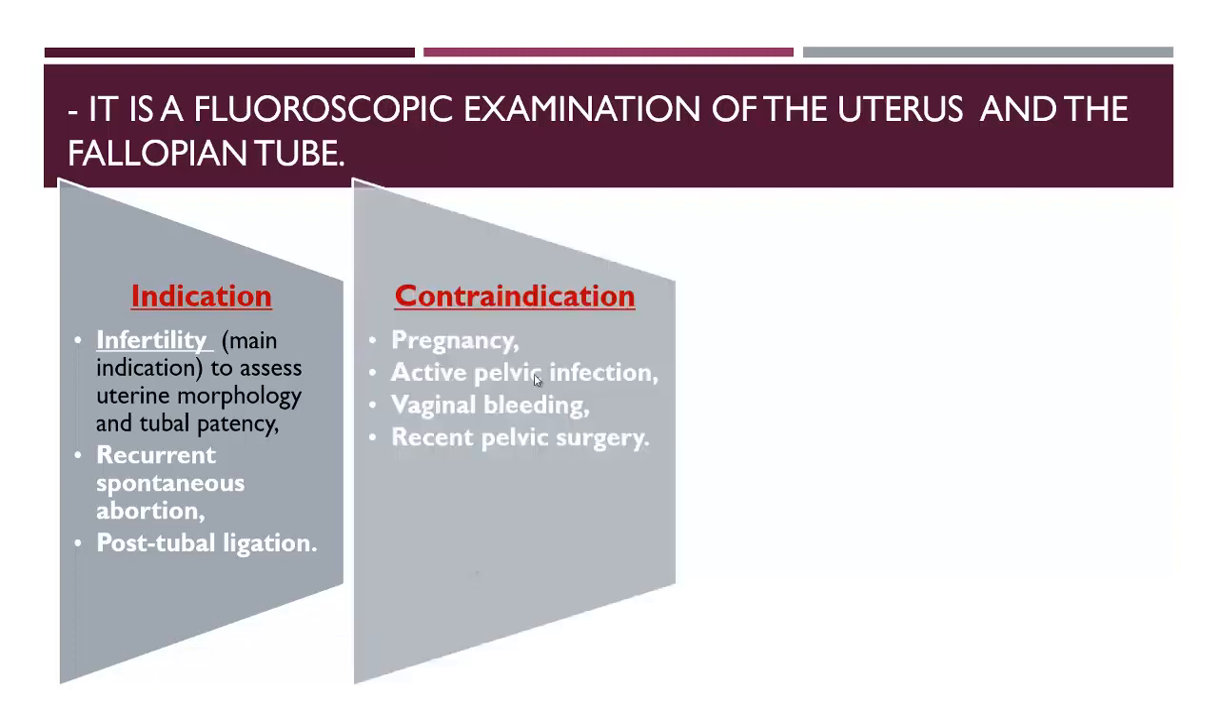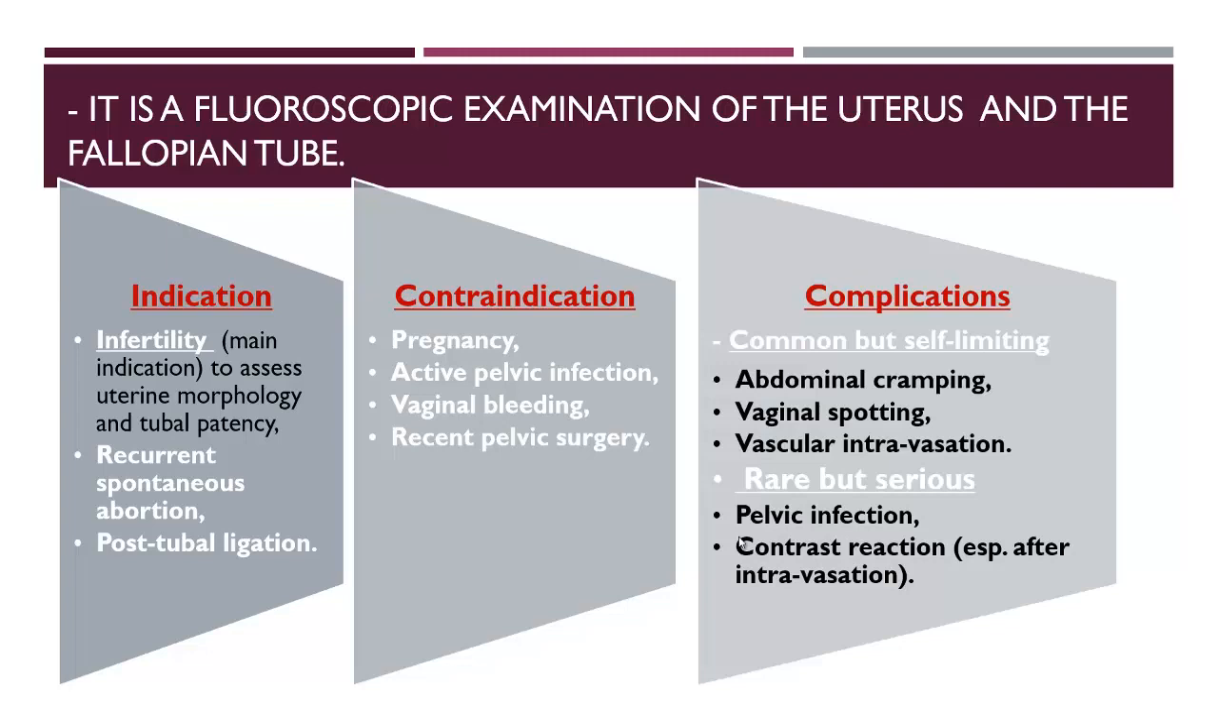Contraindications, of course, are pregnancy, active pelvic infection, and this is an important point. What is active pelvic infection? Active pelvic infection means there is discharge, offensive discharge, copious discharge, but not the monilia that we find in most cases. If we find just this yogurt-like monilia, but it's not so extensive, we can do the examination after proper cleaning of the cervix and the perineum. Vaginal bleeding, of course, and recent pelvic surgery. What are the complications?